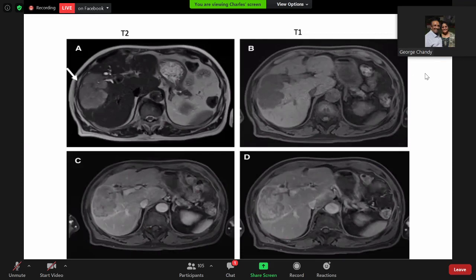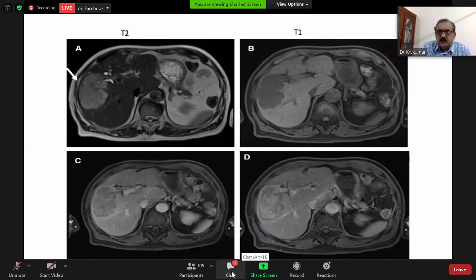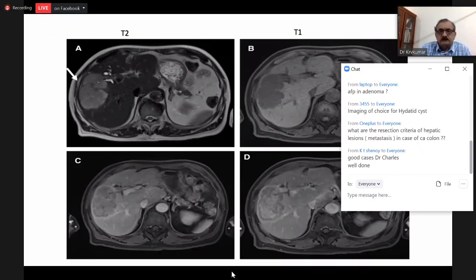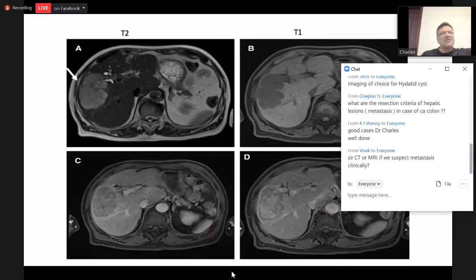There is a question. This question is, what are the resection criteria of the hepatic lesions, that is metastasis, in the case of a carcinoma colon? What are the resection criteria of the hepatic lesions in the case of a carcinoma colon? So can I look it up and get back to you? No, I think that's mostly a theory question here.